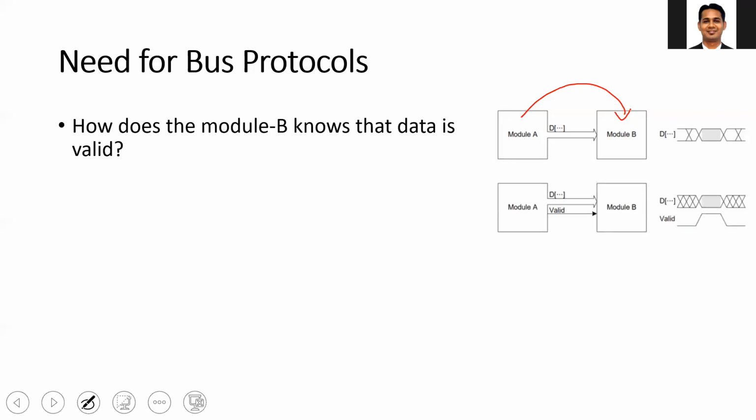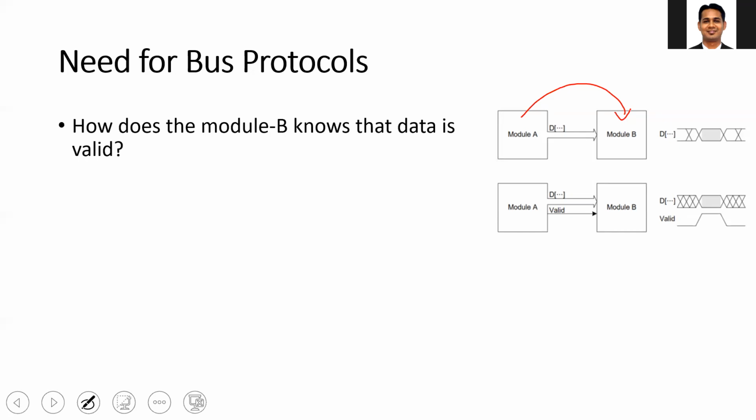So what we can do is add an additional supporting signal, called the valid signal, along with the data signal. And what does it mean? Whenever module A sends the data, it will also raise, or assert, the valid signal. When the valid signal is 1, the data is valid. So module B knows when to accept the data.